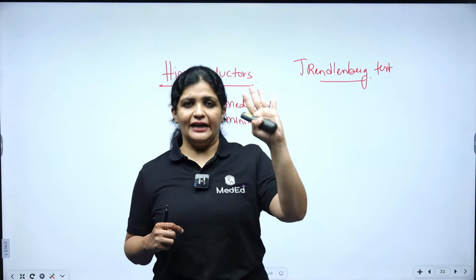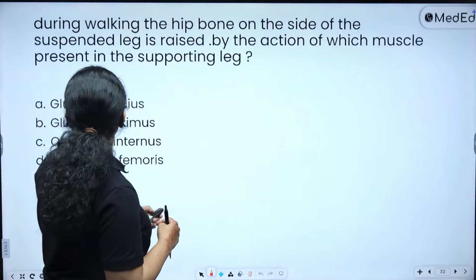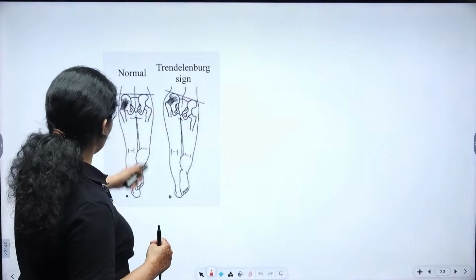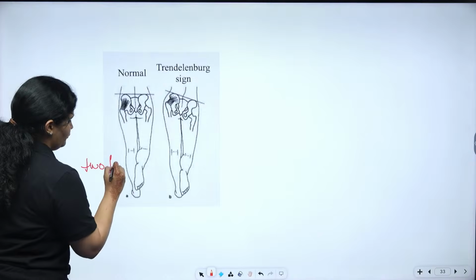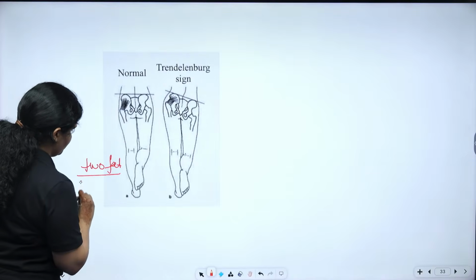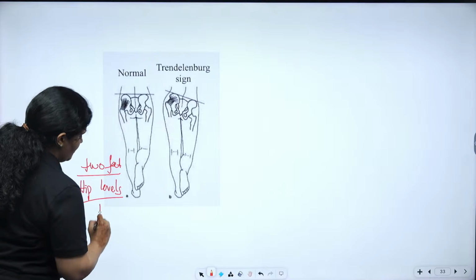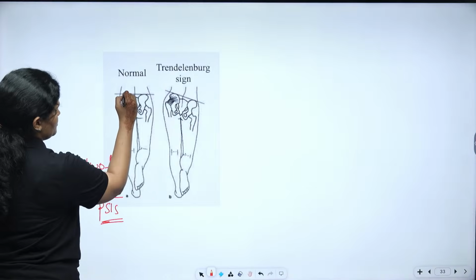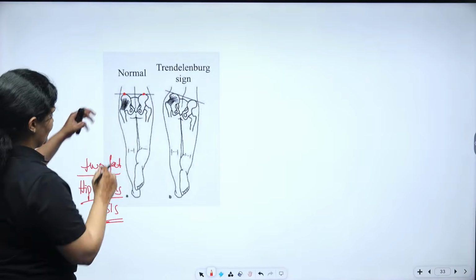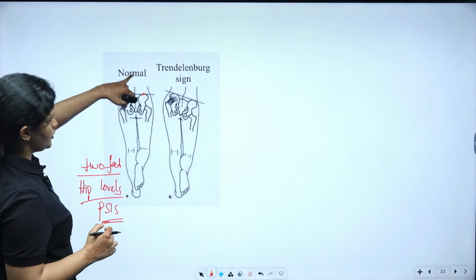Now if you see, I am standing on this particular limb. When we stand on the 2 feet, if you see both the hip levels, where do you see the hip level? You see it at the posterior superior iliac spine, the PSIS. So this is your posterior superior iliac spine. If you're standing on the 2 feet correctly, both will be at the same level, which is normal.